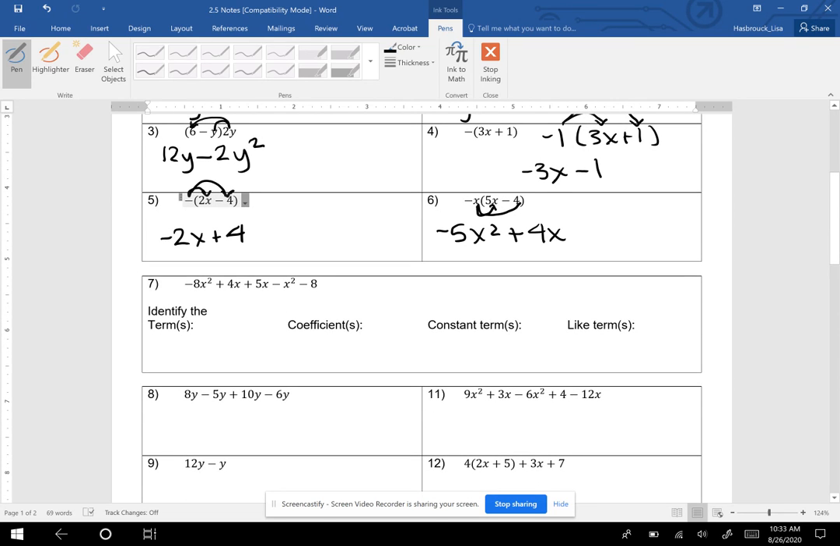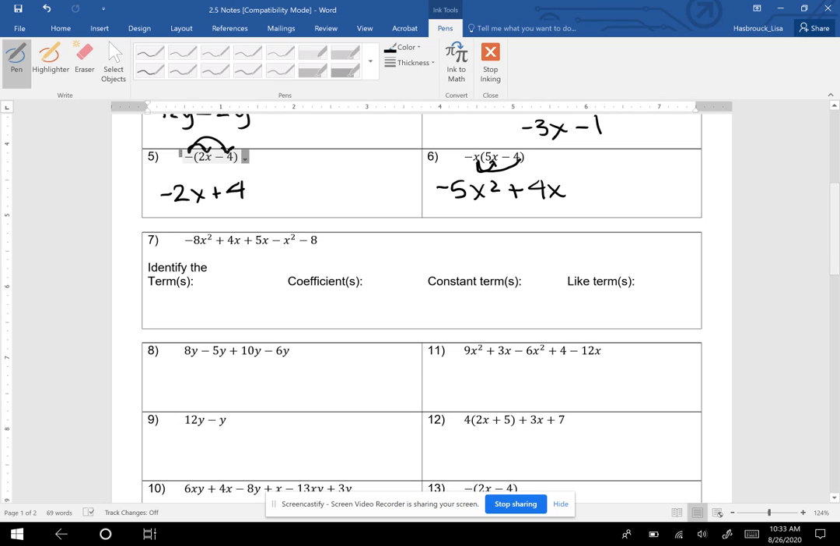Now we're doing a little bit of review here. We're identifying different terminology. Terms are the pieces of this expression here. Coefficients are the numbers attached to a letter. Constant terms are numbers only. And like terms have the same letter and exponent.